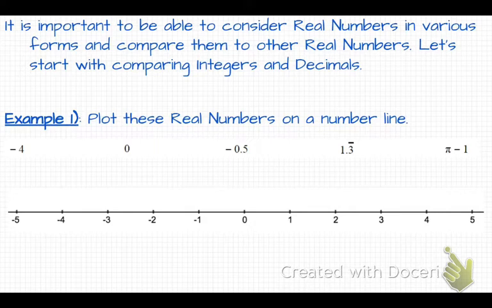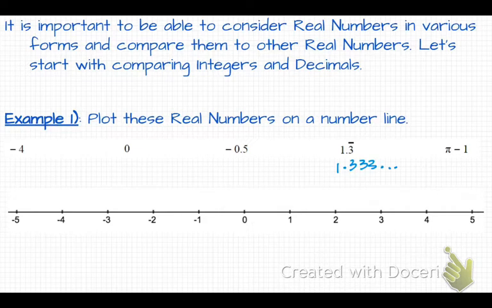So first is example 1. We're going to plot these on a number line. Make a number line, copy these numbers down, and we'll plot them together. I know you might be able to do it by yourself, but it's just a refresher to make sure we're all on the same page. First is -4, 0, -0.5, 1.3 with a bar. What does a bar over a number mean? It continues on forever. Yeah, so 1.3 with a bar looks like this.